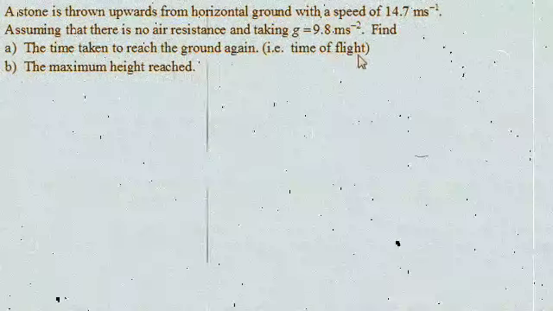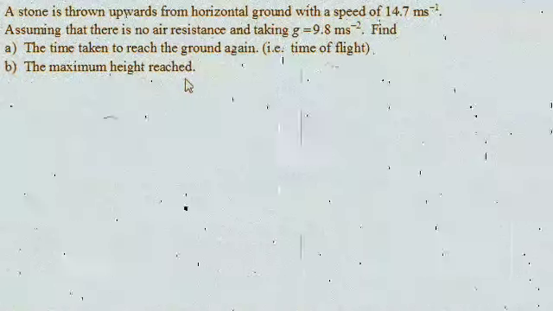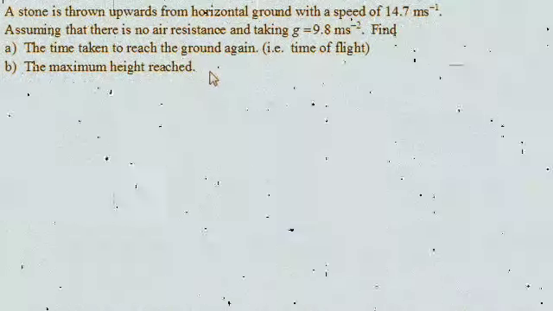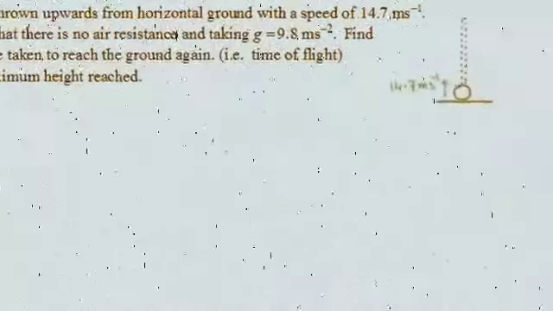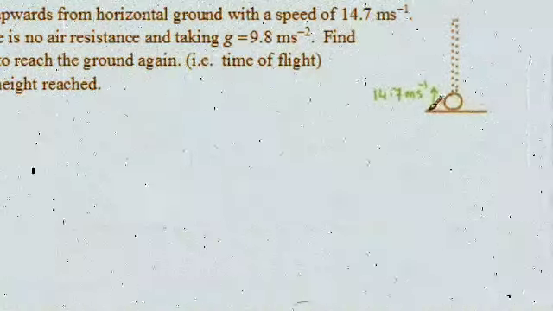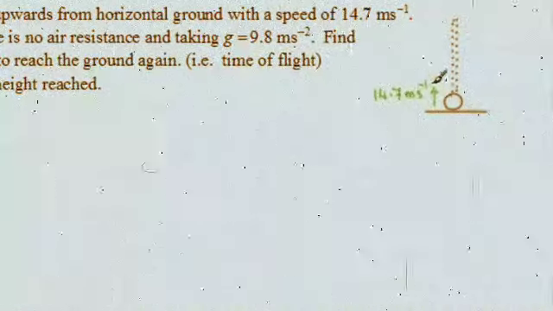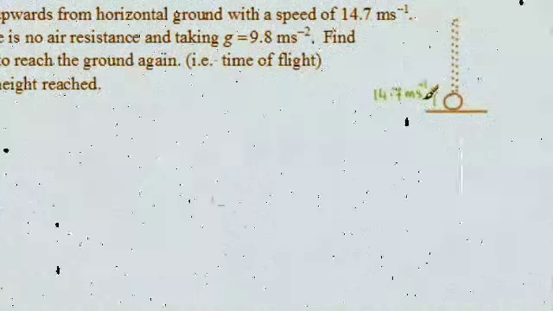In other words, the time of flight. And then in part B, the maximum height reached. Now when you're doing questions like this, I would strongly encourage you to draw a diagram. And this would be a typical kind of diagram where you've got your particle here being projected from the ground upwards at a speed of 14.7 meters per second.